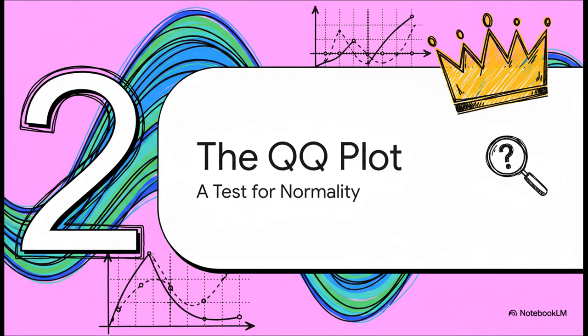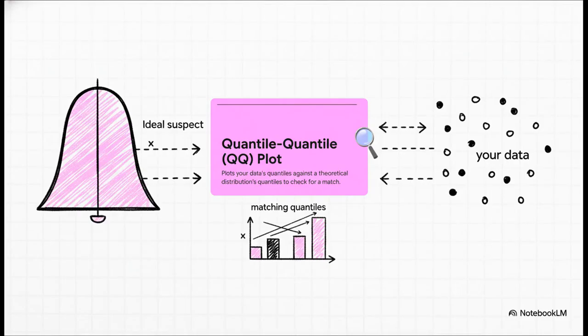So, let's talk about the main event, the Quantile-Quantile plot, or as everyone calls it, the QQ plot. This is really the gold standard for visually checking if your data lines up with that all-important normal distribution. It's a much more sophisticated and precise way to check this assumption than just looking at a simple histogram. So what in the world is it? At its heart, a QQ plot is basically a face-off. It's a graph that pits your data against a perfectly normal distribution to see if they look alike. It does this by comparing their quantiles.